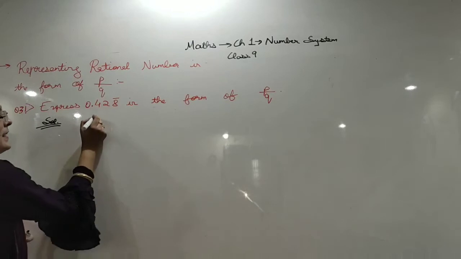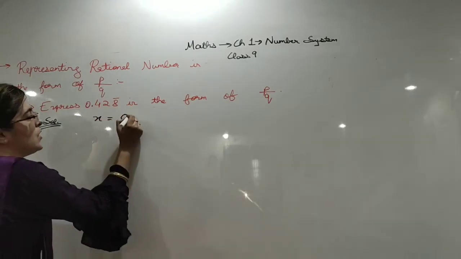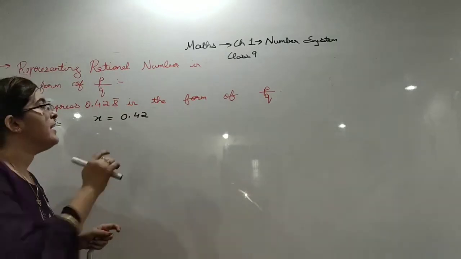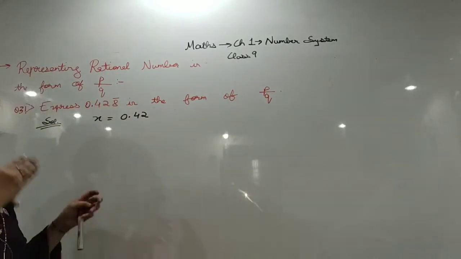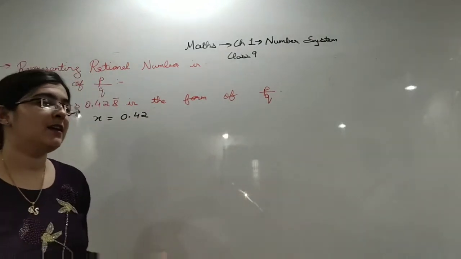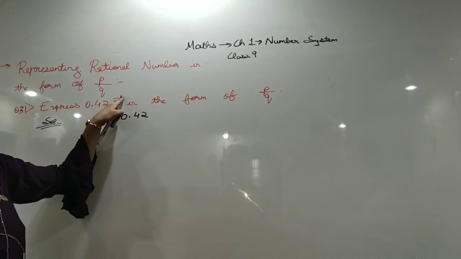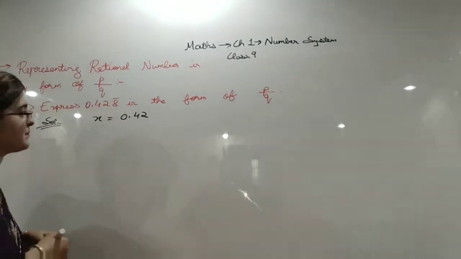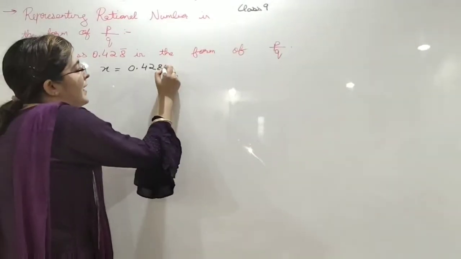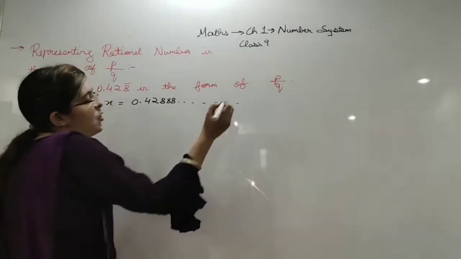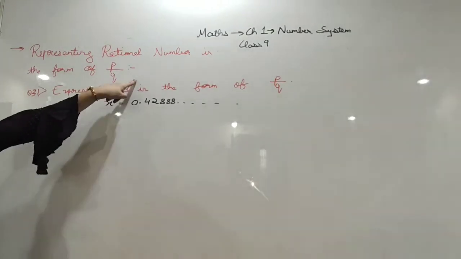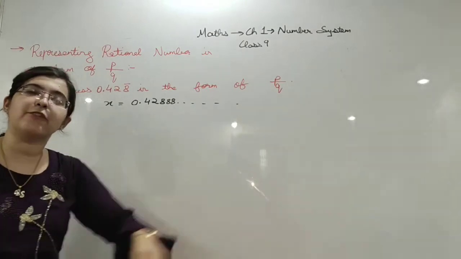First we have to write it as x is equal to 0.42. Now see this thing: if the bar is on 8, then only 8 will repeat. Not 4 to 8, 4 to 8 not. Only the digit on which there is a bar will repeat. So it will be 0.42888 and so on. Is it clear, students? The number on which there is a bar, only that digit will repeat.